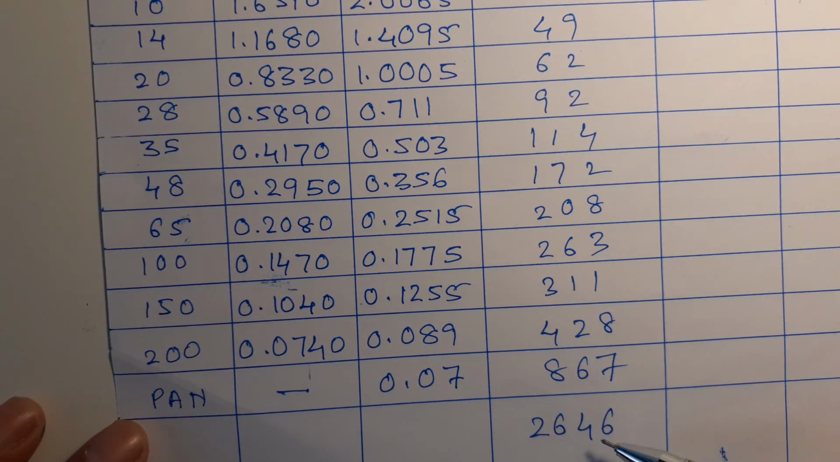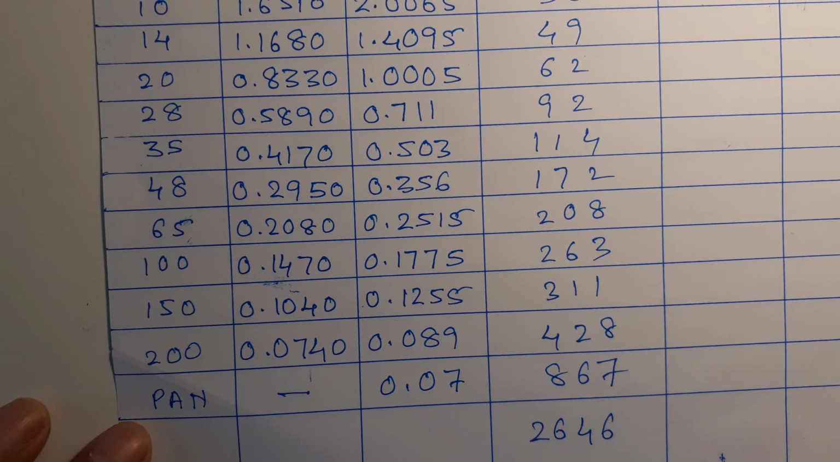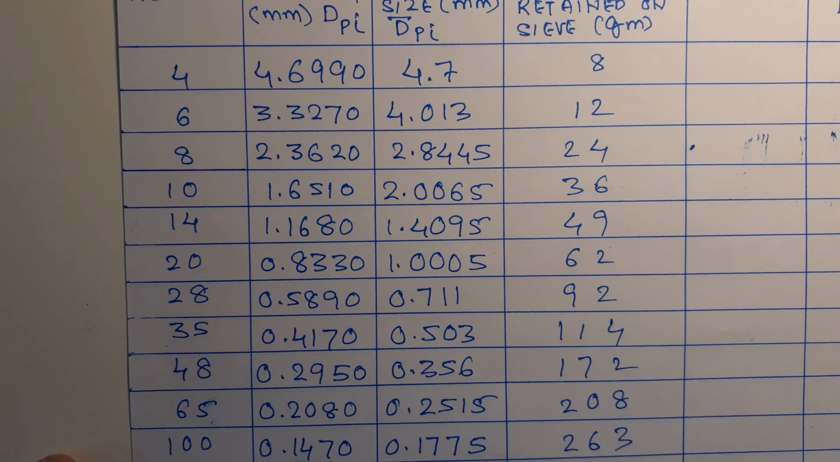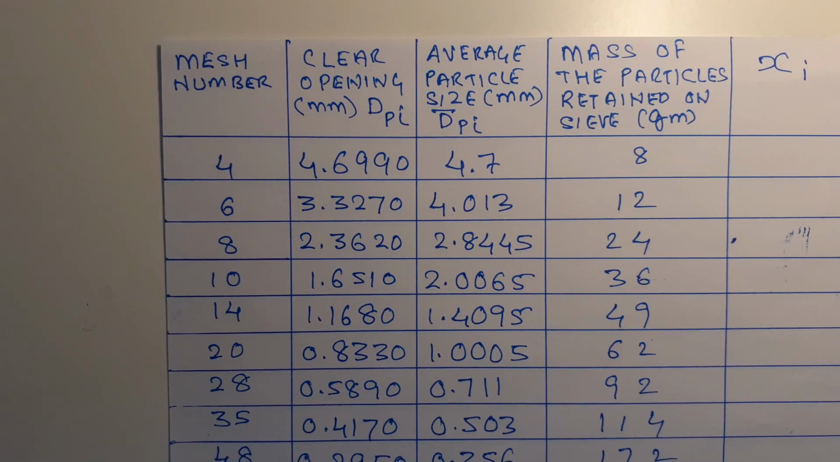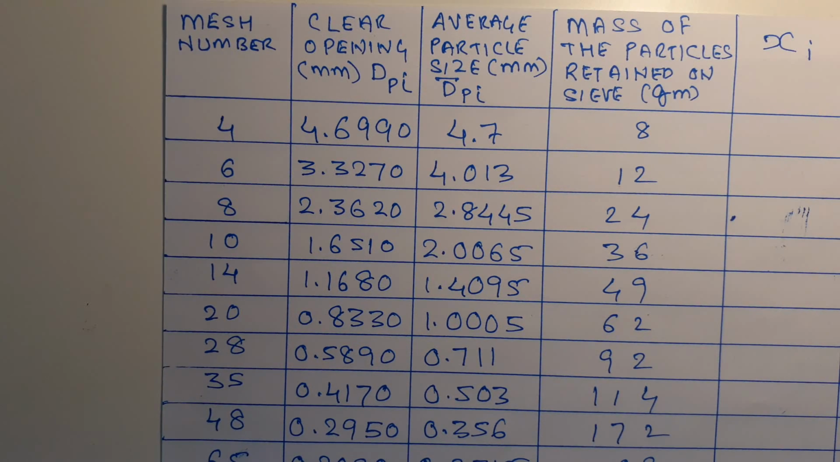Then I have added everything. It has come to 2646 grams. So with this data we are supposed to find the value of d bar s, d bar w and d bar v. And as you know, we already know how to construct the average particle size.